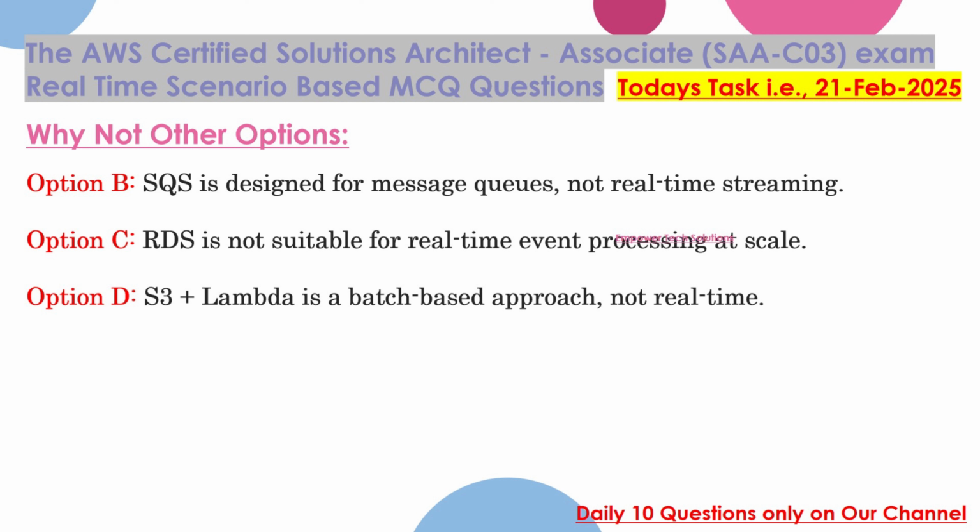Why not other options? Option B, SQS is designed for message queues, not real-time streaming. Option C, RDS is not suitable for real-time event processing at scale. Option D, S3 plus Lambda is a batch-based approach, not real-time.